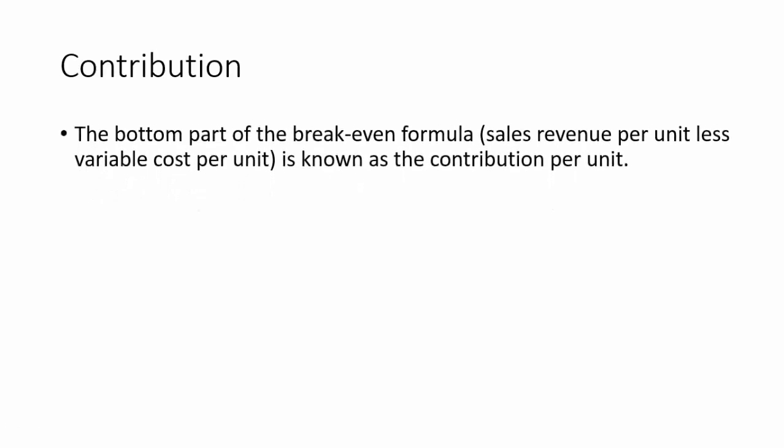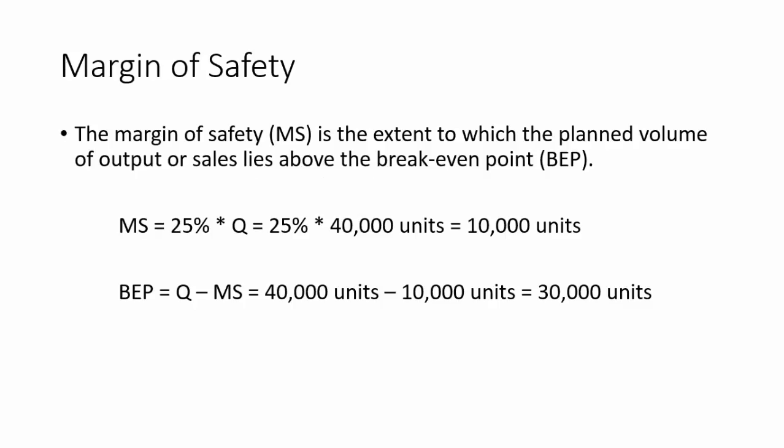You know that the contribution is actually the bottom part of the break-even formula. Okay, break-even point formula. The bottom part is sales revenue per unit less variable cost per unit. So the contribution per unit is actually the sales revenue per unit, that means selling price, minus variable cost per unit. Okay, so in the previous calculation we have already got our break-even point.